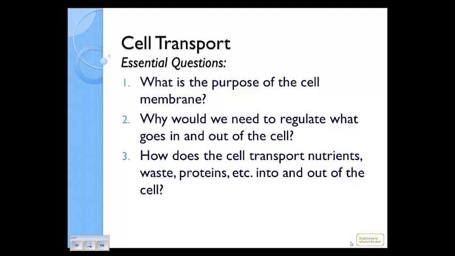Use the following information to take notes on cell transport. You do not have to write down these 3 questions. These are the essential questions that we will be answering throughout this unit. What is the purpose of the cell membrane? Why would we need to regulate what goes in and out of the cell? And how does the cell transport nutrients, waste, proteins, etc. into and out of the cell?